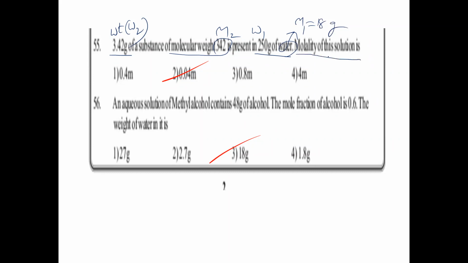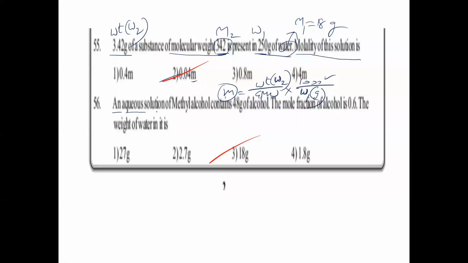Now what is to be calculated here? The molality of this solution. What is the molality formula? Molality is equal to weight of solute by gram molecular weight of solute, into 1000 by weight of solvent in grams. The weight of solute is 3.42, the gram molecular weight of solute is 342, and 1000 by the weight of solvent, 250 grams. So the molality they asked is 0.04 molal. This formula is to be applied.